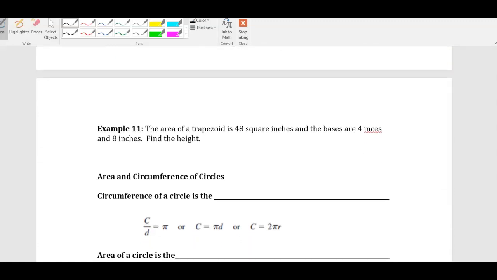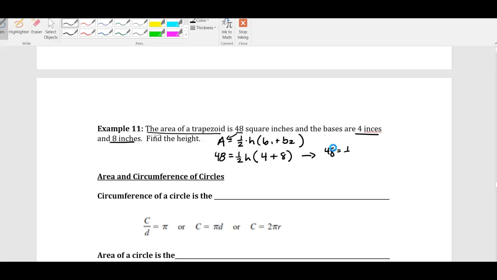All right, so let's look at example 11. So we've got area of a trapezoid again, so I'm going to write down the formula: 1/2 times the height times base 1 plus base 2. We know that the area is 48, so I'm going to put that in place of A. And then the bases are 4, whoops, there's a typo, and then 8. And then we're finding the height. So I'm going to leave the height in, and I'm going to write 4 plus 8 for the bases. And then I'm going to come over here and simplify. So 48 equals 1/2 h times 12.